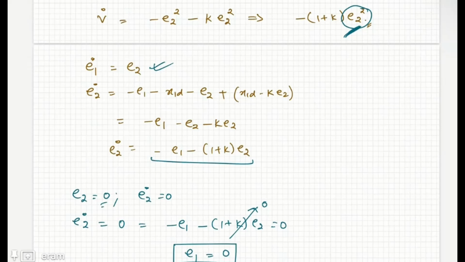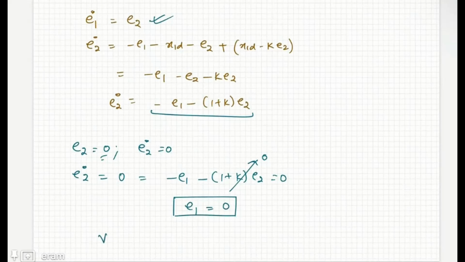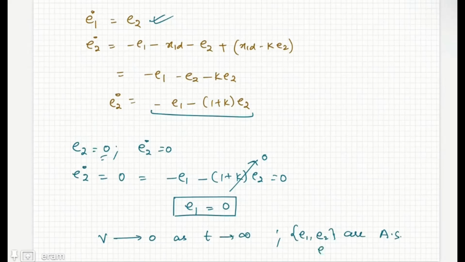Now that means that V dot is negative for all values of e1 and e2, and it is 0 only when e2 is 0, and that implies e1 is 0. So our V dot is negative definite. So when our V dot is negative definite, it means that V will converge to 0 as t goes to infinity. That means our system comprising the states e1 and e2 is asymptotically stable, meaning e1 will converge to 0 and e2 will converge to 0. That means x1 will track the desired signal x1d, that is the value half, and x2 will track the desired signal x2d, that is the value 0.